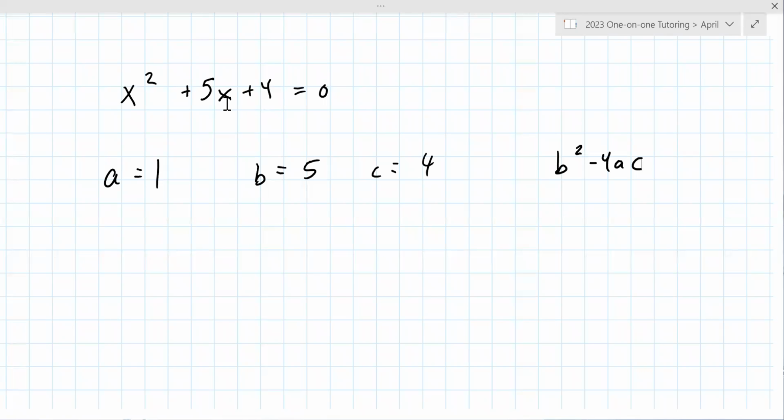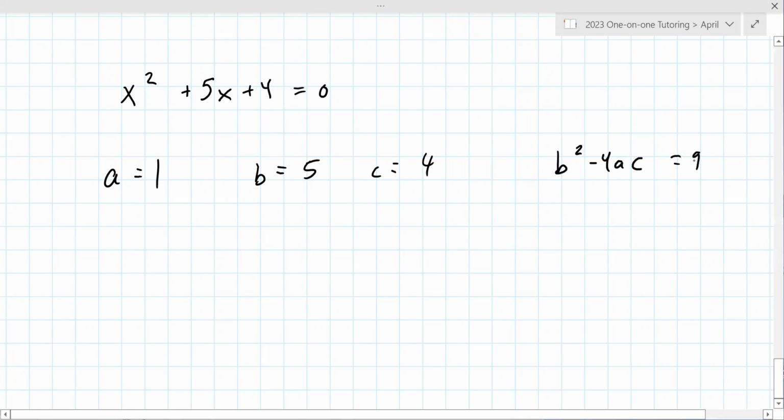9. It is 9. Good. All right. So let me write out the entire formula here. Minus B plus or minus the square root of B squared minus 4AC all over 2A.